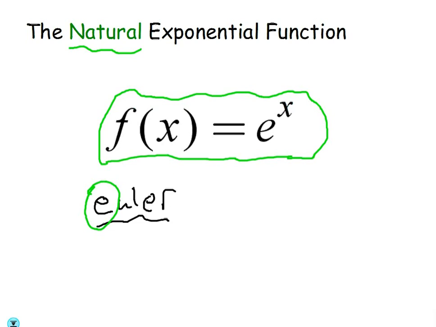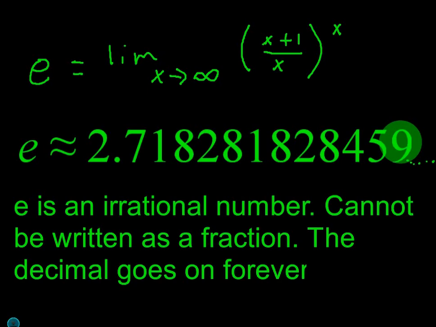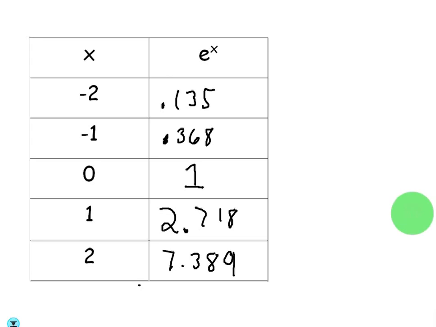If you plug these numbers into a calculator, like e to the negative 2, you get 0.135. e to the negative 1, 0.368. Why is e to the 0, 1? Because anything with a 0 power is 1.